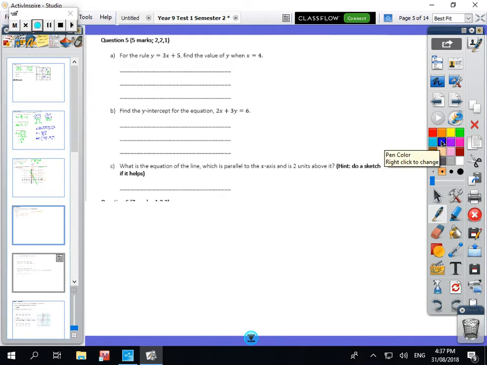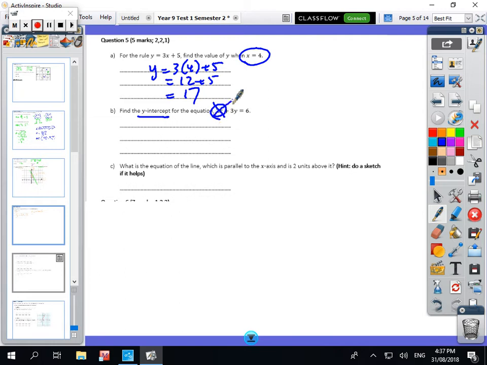Okay, use the rule y equals 3x plus 5 to find the value of y when x equals 4. So y equals 3 times 4 plus 5, 12 plus 5, so that's 17. Find the y-intercept for that equation. So the y-intercept is when x equals 0, so just cross off that. So 3y equals 6, so y equals 2, and you could write down 0, 2 if you wanted to.